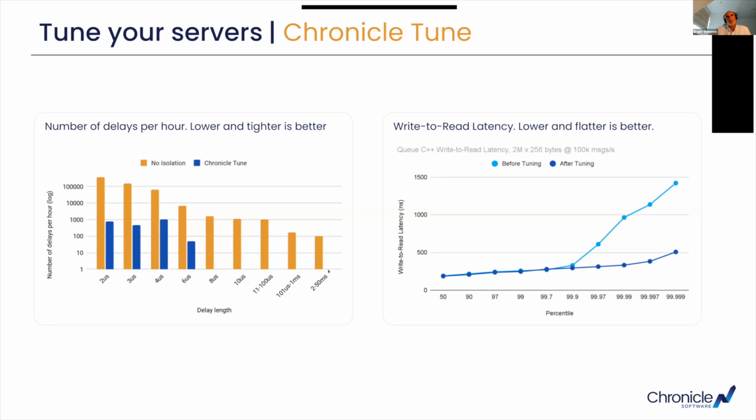So with an untuned box, you've got interruptions out to milliseconds, and even there, you're going to have a couple of hundred. By the time you get down to the single-digit microseconds, which will hurt outlier performance, you're talking hundreds of thousands of interruptions per second. Per hour. Whereas with Chronicle Tune, first of all, most importantly, we cap the jitter events.